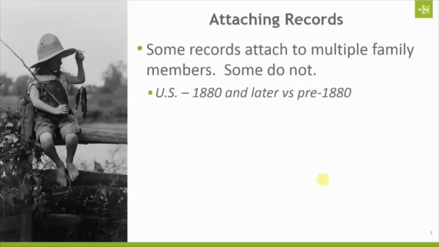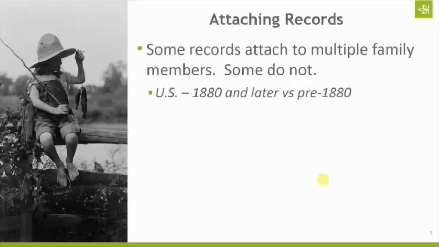So starting in 1880, the U.S. federal census started listing the relationship of everybody in the household to the head of household. And so because of that, the automated systems here, as you go through the attach process, can actually look at a record and say, well, that's his spouse, and those are his children, and that's his mother-in-law. Okay? And so it can pick out who in your tree these records need to be attached to.